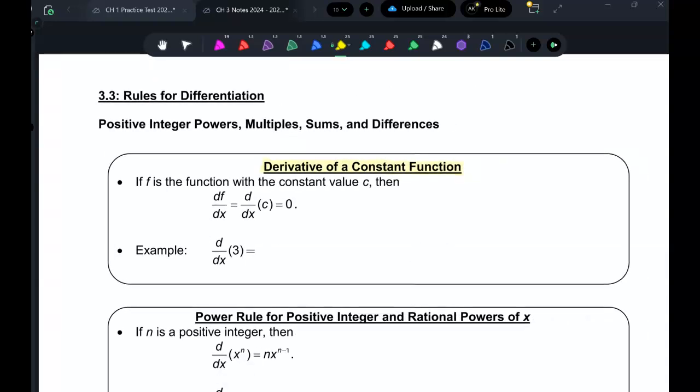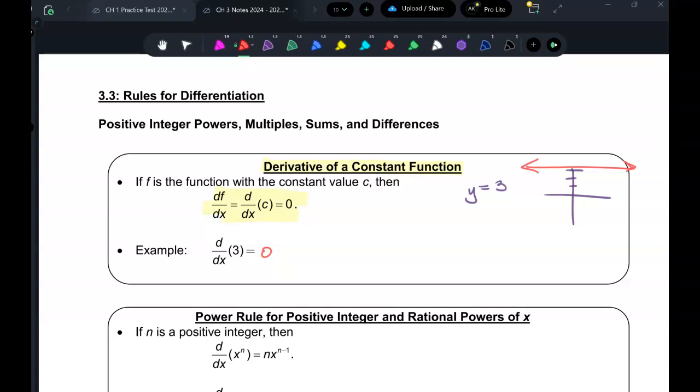Okay, derivative of a constant function. Well, a constant is not changing, right? For example, take y equals 3. What does that look like? It looks like a line here, okay? Well, when I'm asking for the derivative, we're thinking of the slope. What's the slope of a horizontal line? 0. So therefore, the derivative of a constant is 0. Therefore, d dx of 3 is 0.